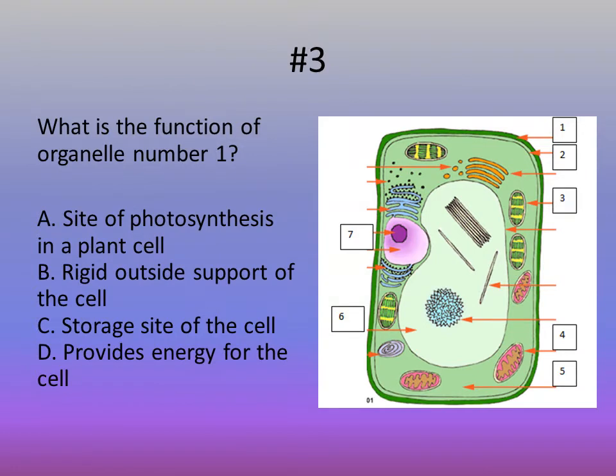Number 3. What is the function of organelle number 1? A. Cytophotosynthesis in a plant cell. B. Rigid outside support of the cell. C. Storage site of the cell. D. Provides energy for the cell.